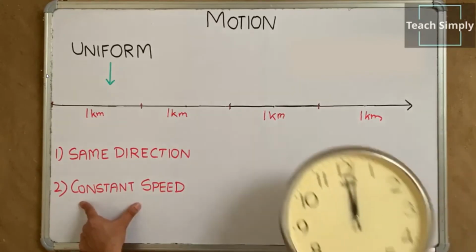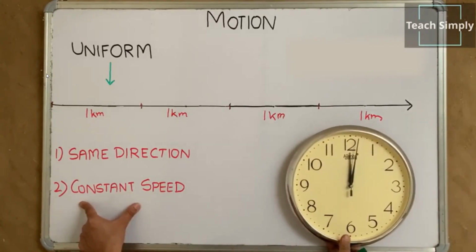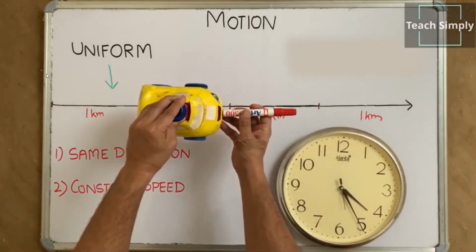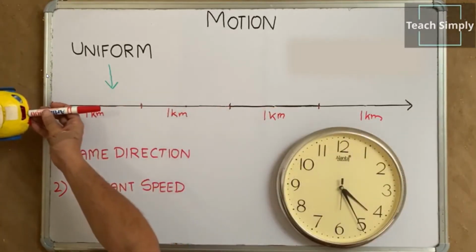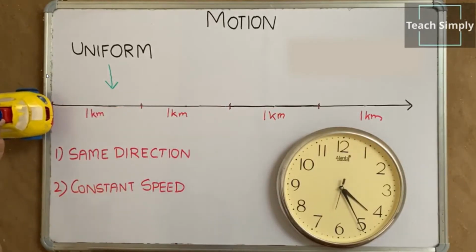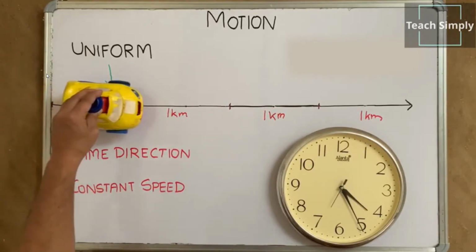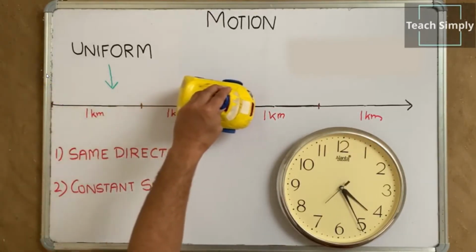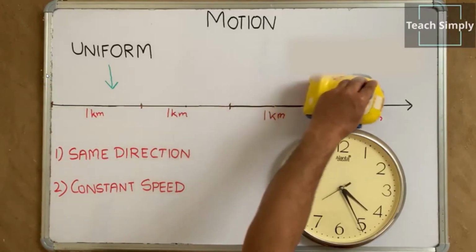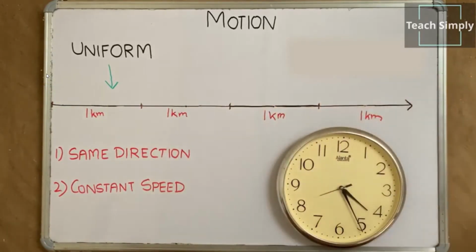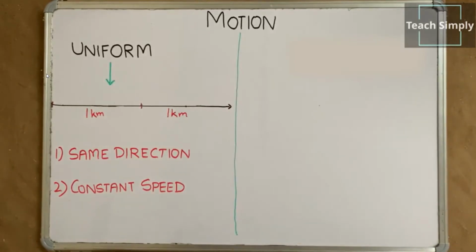And we can understand it again by saying that in this case equal distance is covered in equal intervals of time and direction is same. So 1 kilometer, again it covers 1 kilometer, again one. So every time it covers 1 kilometer, say within fixed time, say 20 seconds. So this motion is uniform.